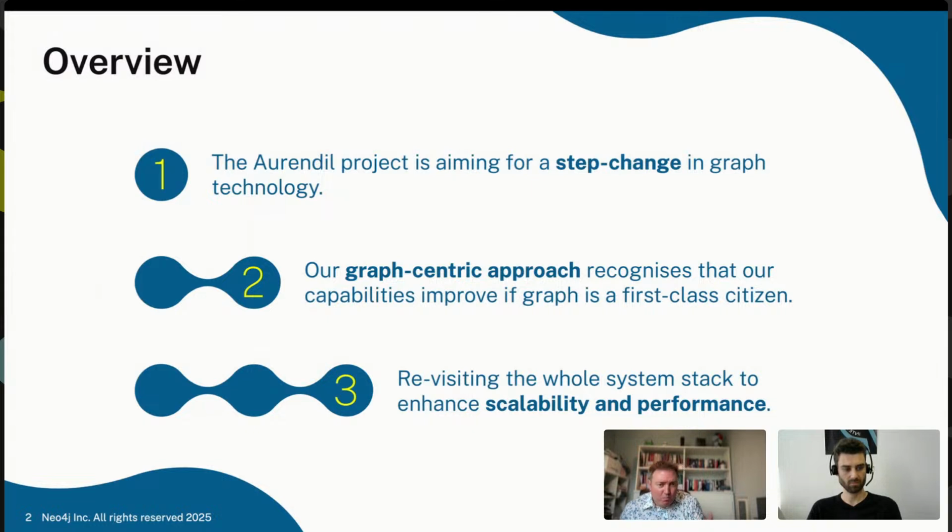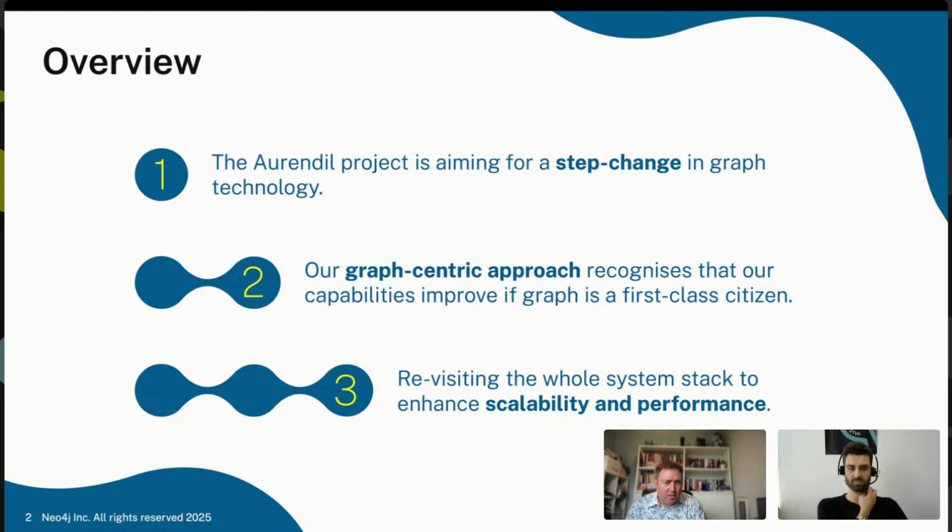So the idea, when I distill it down into 3 points, is to look at a step change in graph technology. Because we're in research, we don't want to think about something incremental, that we could implement in 6 or 12 months. We're really interested in technologies that will actually disrupt the space we're working in. So Aurendil is about finding a step change in the technology. So we're going to try some really radical things and hope that some of them work. So that's the key point.